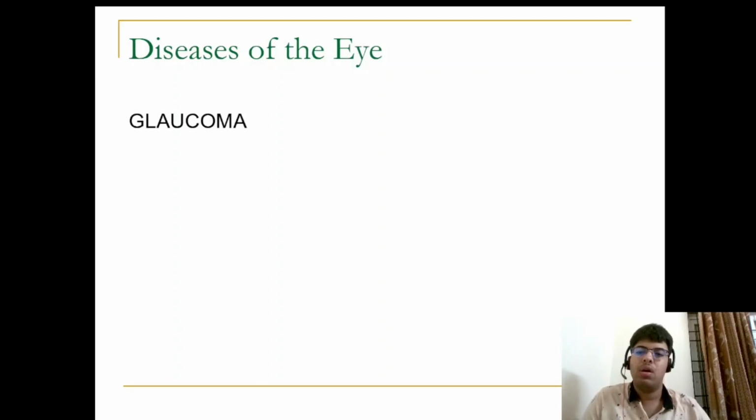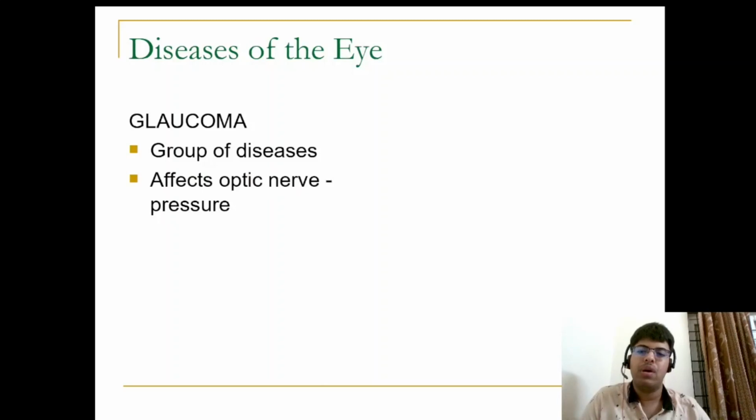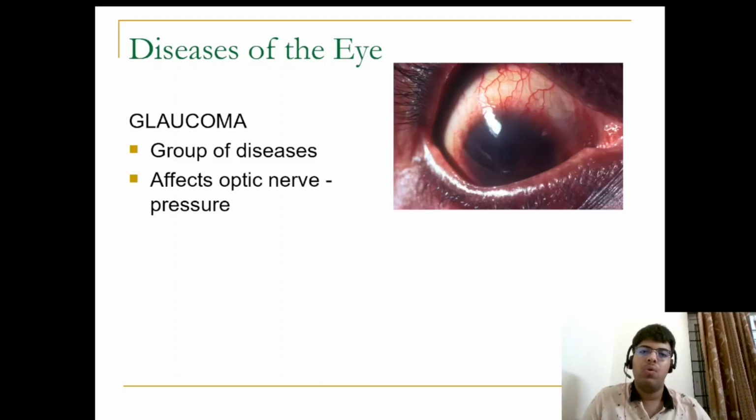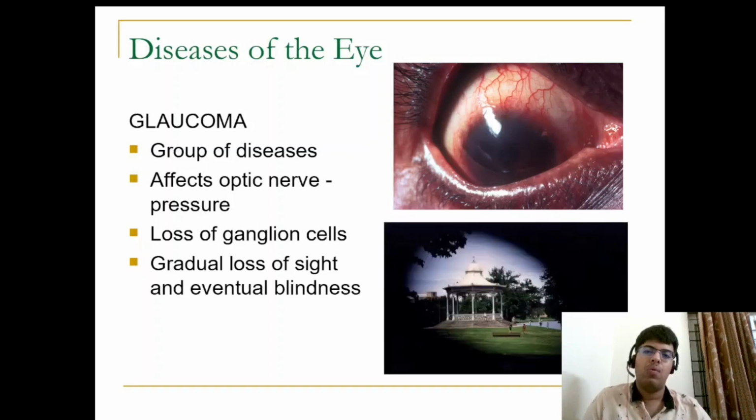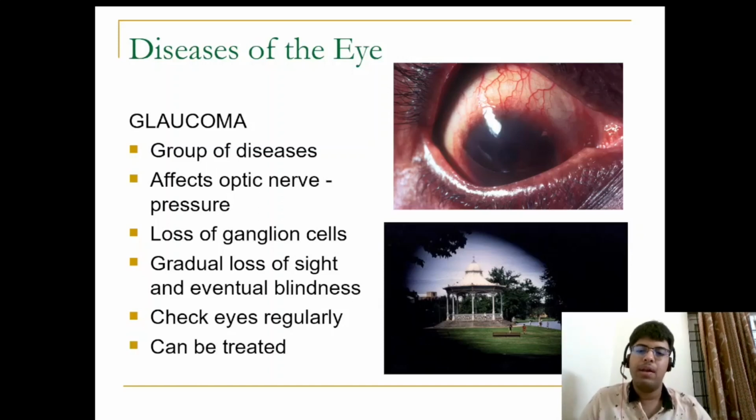Next is glaucoma, which is a group of diseases affecting the optic nerve through pressure. Because of the improper pressure, the eyeball has some problems. It is due to the loss of ganglion cells, and the person might gradually have a loss of sight and eventually blindness. That is how it looks. For this, you need to check your eyes regularly with a physician, and there is no need to fear. It can be treated very easily.